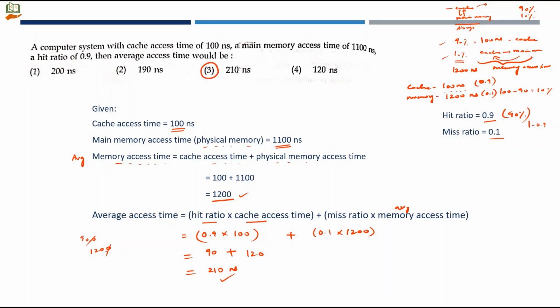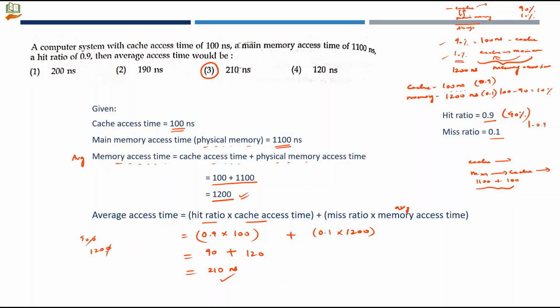So you have to understand why we are adding these two terms. When there is cache memory, you access it directly. When it is in main memory, you have to access the content and place it in the cache, and only then you can access. So this time along with this time has to be summed up to get the access time of the memory.